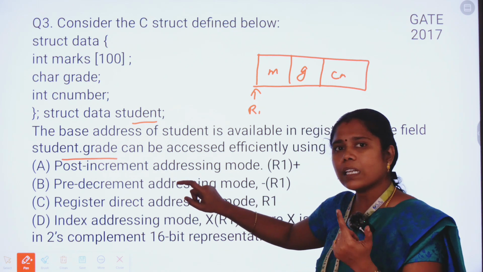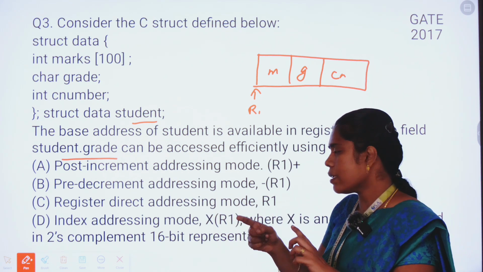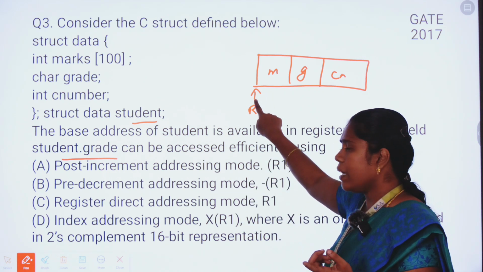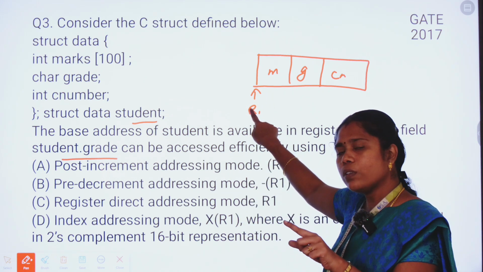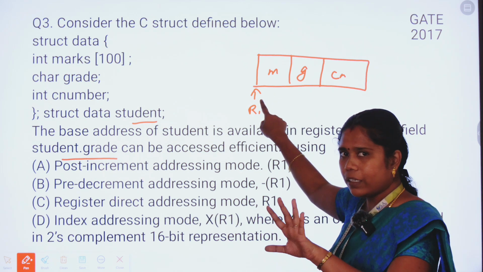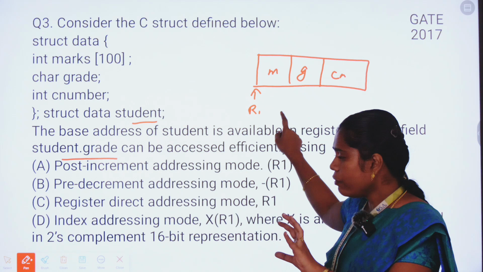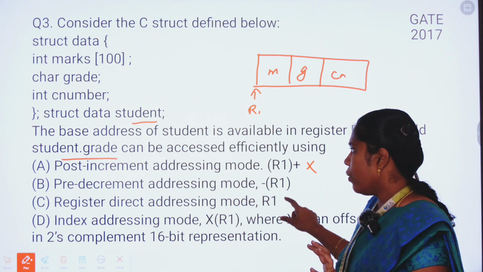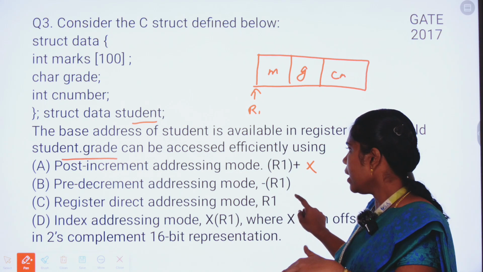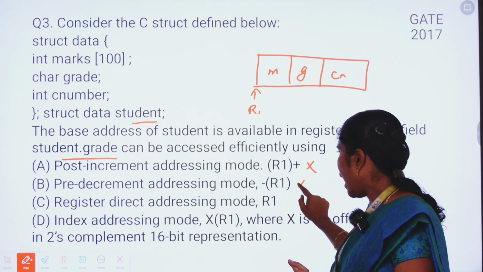First one is the post increment mode. So what is the post increment mode? We can go to the next position. I am here at the starting position. If I use the post increment mode, I can access only the marks field, but that is not our target. We have to go to the grade field, so the first option cannot be used. What is the second option? Pre-decrement addressing mode. It will go to the previous position, so that is also not apt.